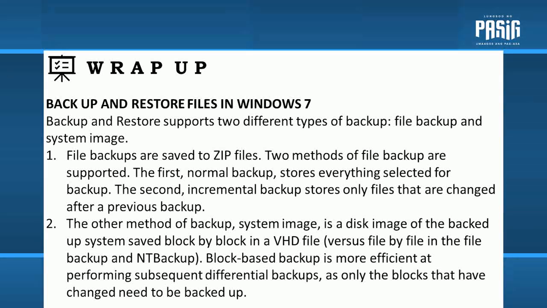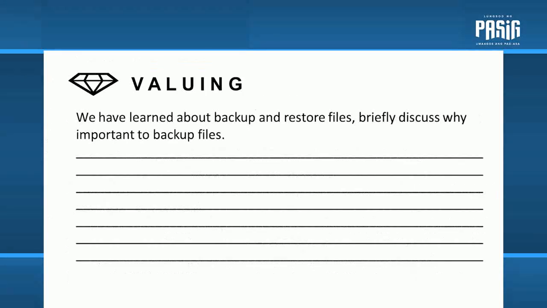The other type of backup, system image, is a disk image of the backup system saved block by block in a VHD file versus file by file in the file backup and NT Backup. Block-based backup is more efficient at performing subsequent differential backups, as only the blocks that have changed need to be backed up.